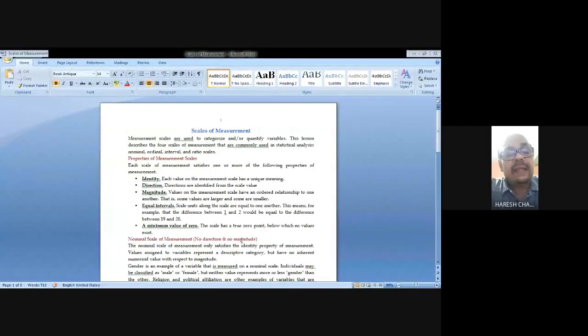The next scale is the interval scale. In the interval scale, there is reference to both magnitude and direction. What is an example of the interval scale? In psychology, someone secured 65%. Another student secured 60%, and a third student secured 50%.